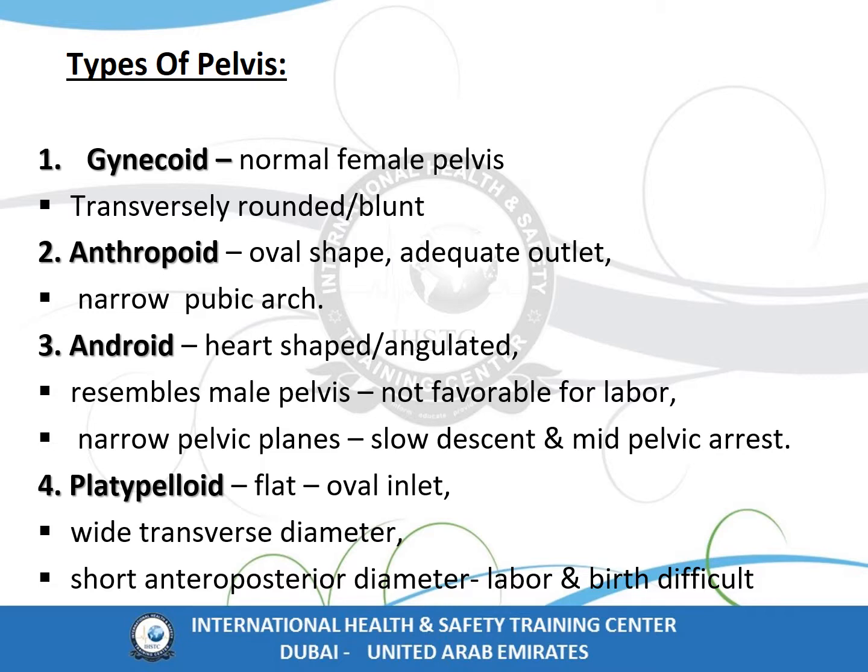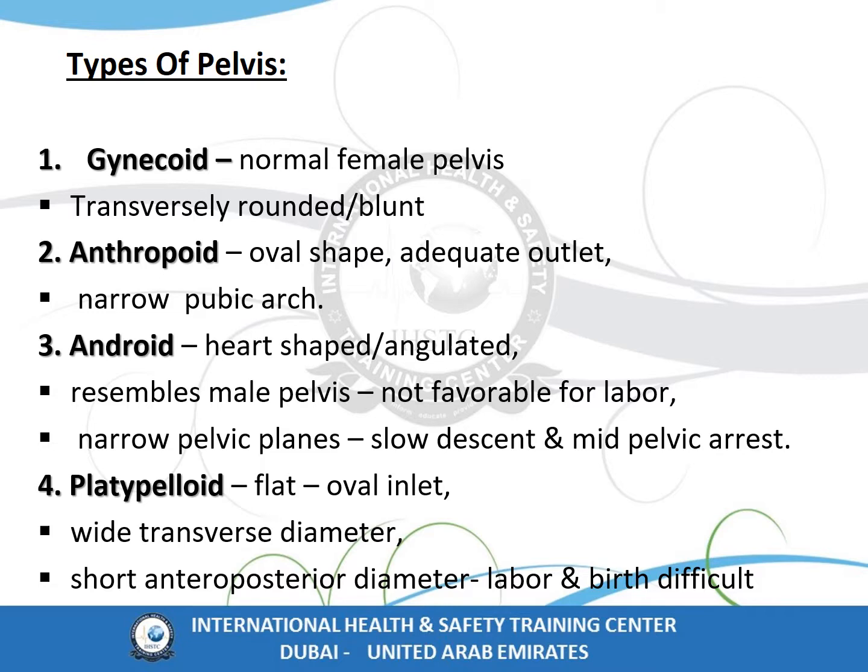So now let's understand the types of pelvis. They are gynecoid pelvis, anthropoid pelvis, android pelvis, and platypelloid pelvis. Gynecoid pelvis, it's a normal female pelvis that is transversely rounded or blunt, and it is most favorable for successful labor and birth. Anthropoid pelvis are oval in shape with adequate outlet but with a narrow pubic arch.